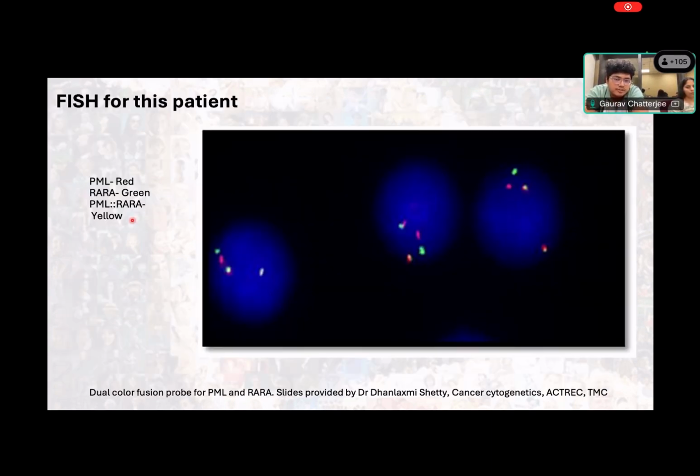Let's come to this patient. This is again FISH. This is something Shweta showed you, so I'm not going into details. But in this case, this is again a fusion probe. You can see that this is the normal. There is a green for RARA and a red for PML, and they're fused here. Clearly, it shows a fusion happening. So therefore, PML-RARA is positive.